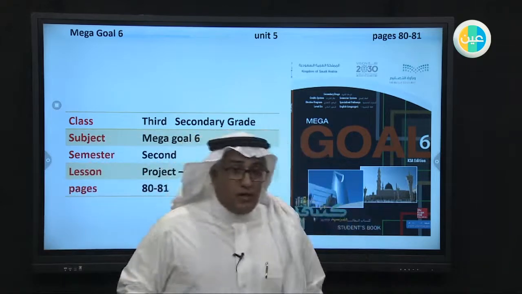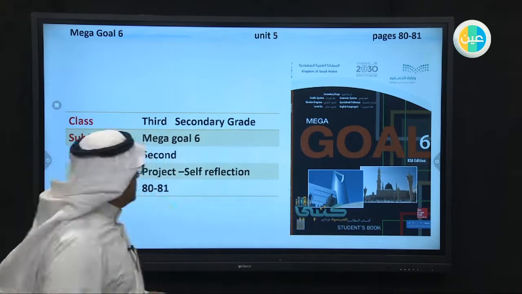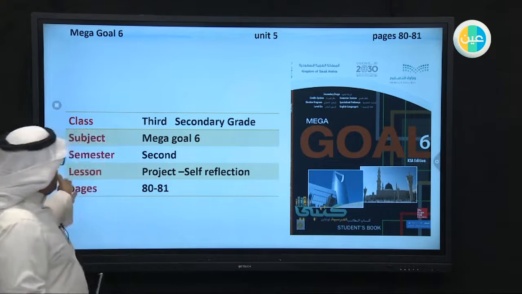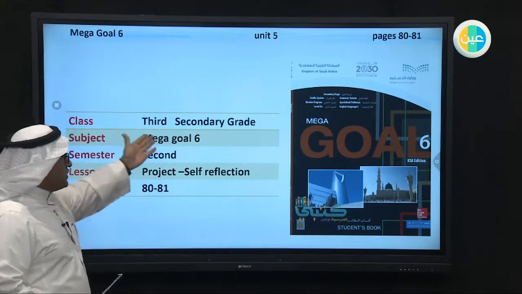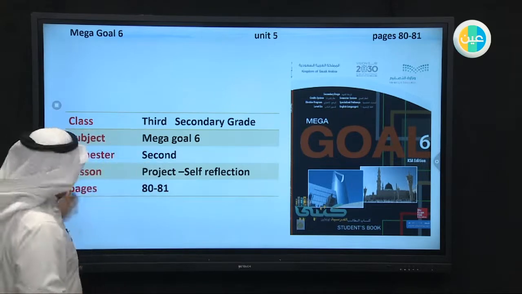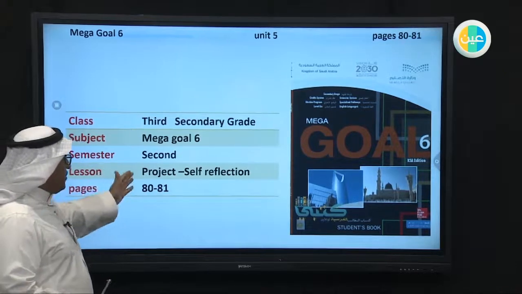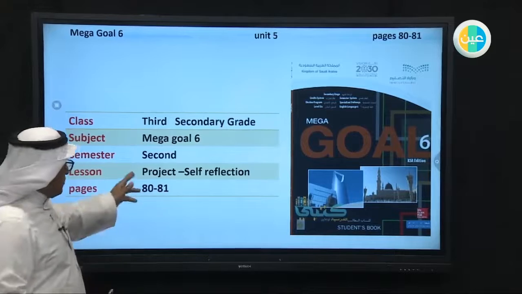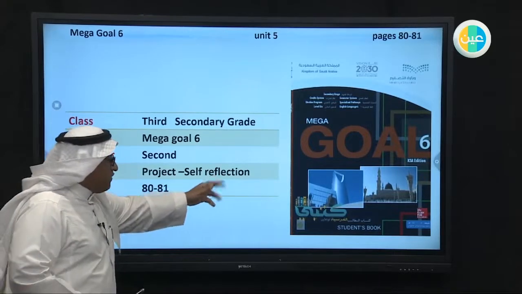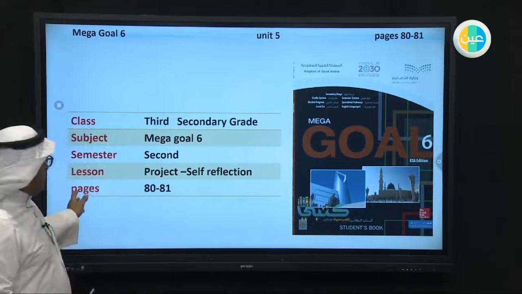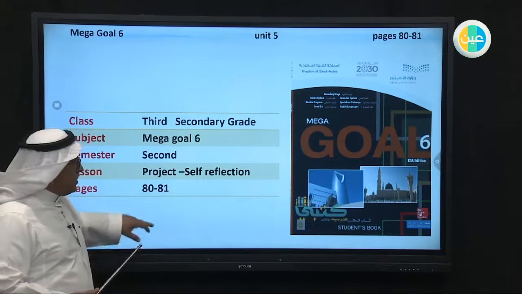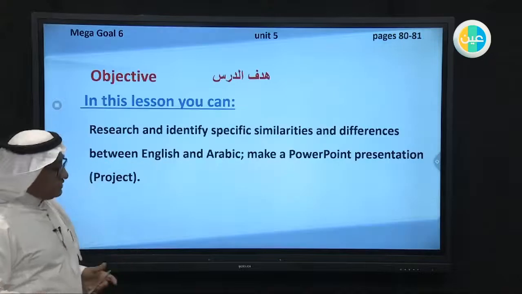Welcome again in a new English lesson of Mega Goal 6 for third secondary grade. The lesson will be about project and self-reflection. Project and self-reflection. Okay? Open please your book on page 80-81 and let's get started.